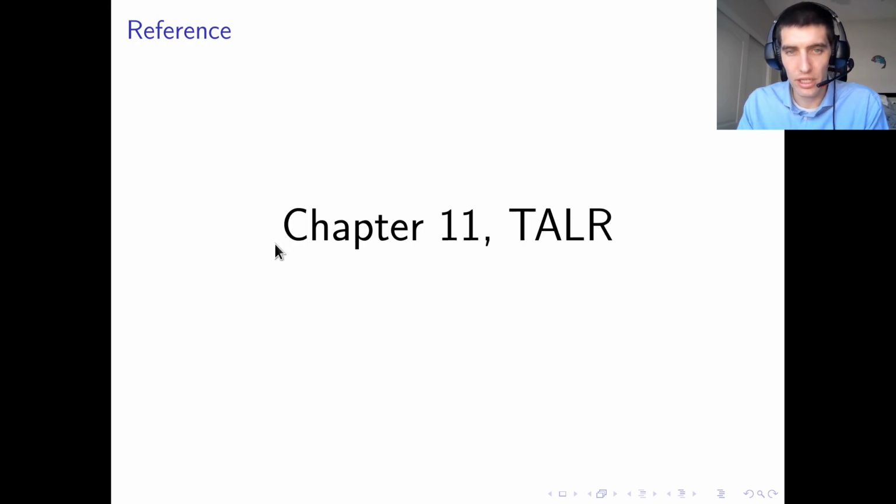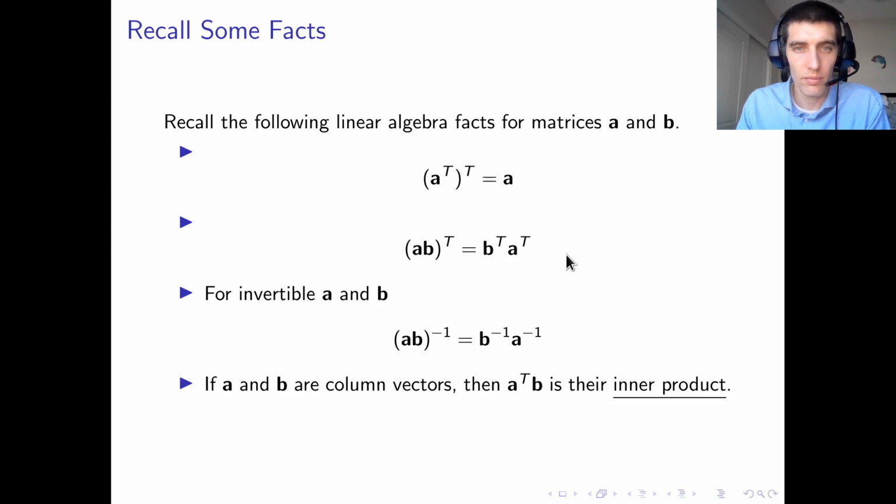Chapter 11 in Truth About Linear Regression is where we're getting started. You'll notice that we're bouncing around a little bit in Truth About Linear Regression. We're going to introduce some notation that comes later in the textbook a little bit earlier in this class. First things first, we're going to recall some facts about linear algebra.